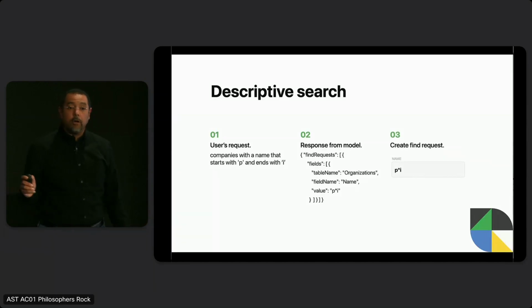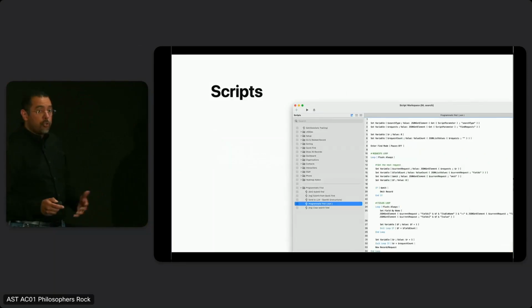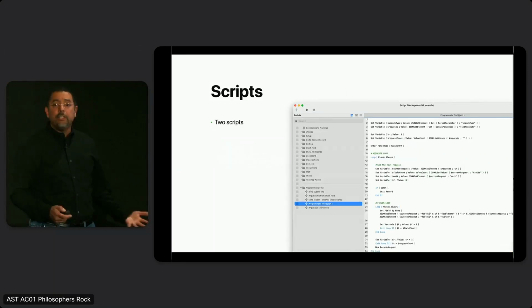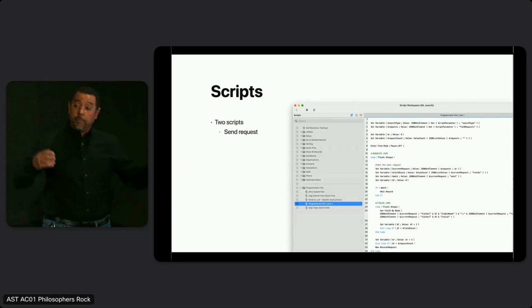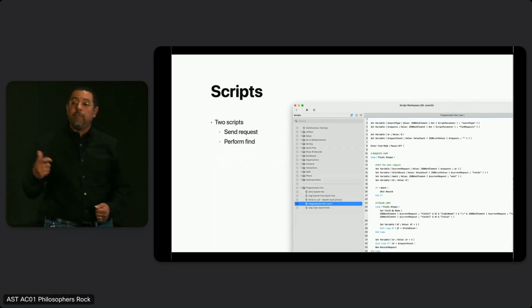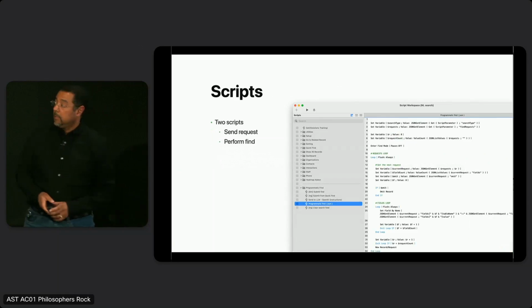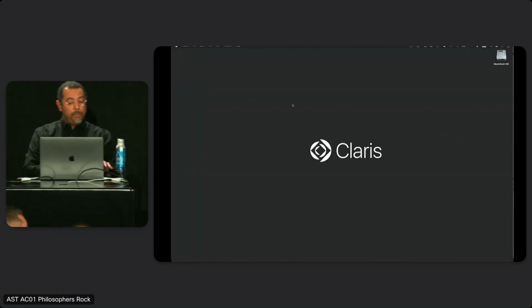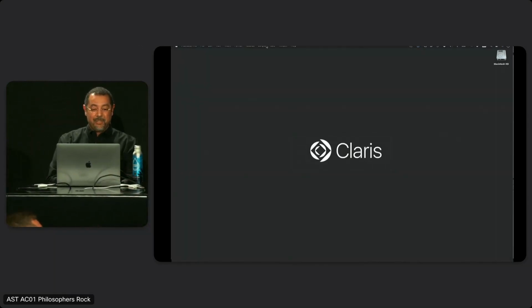That's not hard, right? From a scripting standpoint, there's basically 2 scripts to do exactly what we just saw. One prepares all the information and sends the request so that the model has all the instructions, and sends back that JSON object. Then we have another script that performs a find based off of that JSON object. So once again, scripting is not that complicated. Let's go look at it.